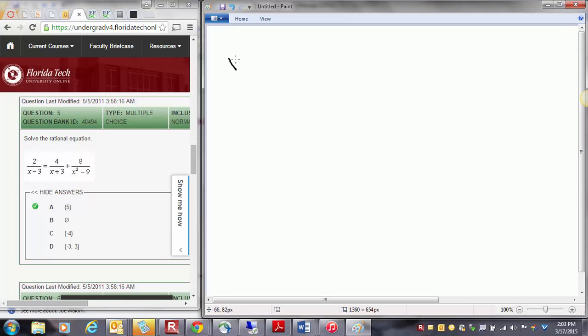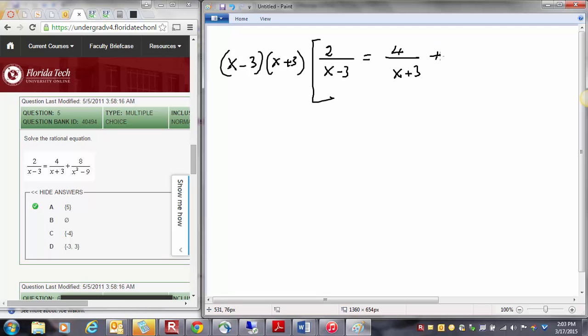So let's go ahead and multiply everything by x minus 3, x plus 3, which is the same as x squared minus 9. So this is going to be 2 over x minus 3 equals 4 over x plus 3, and then plus 8 over x squared minus 9. So multiplying by the first, the x minus 3 will cancel. So 2 times x plus 3 would be 2x plus 6 equals.